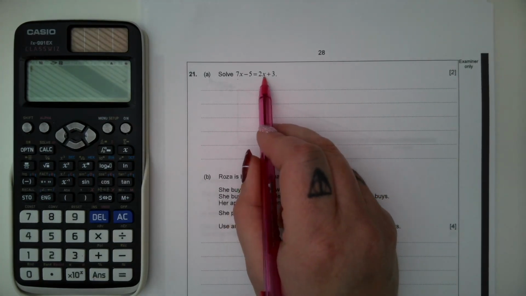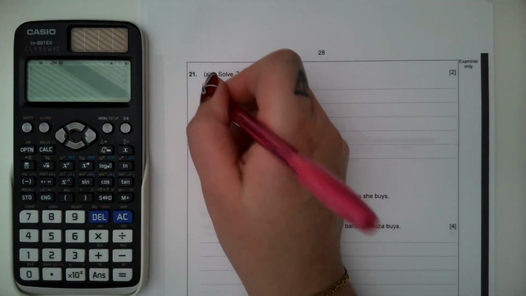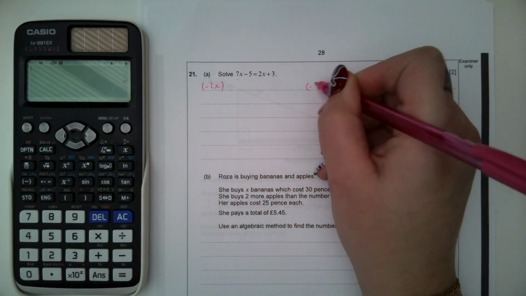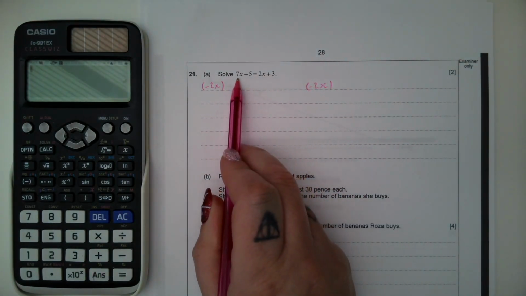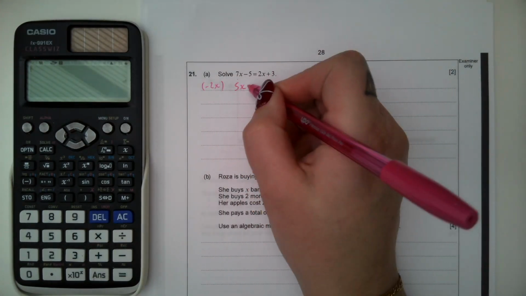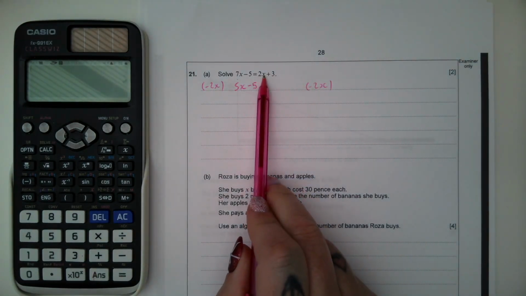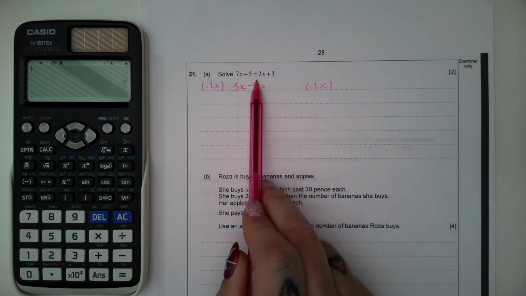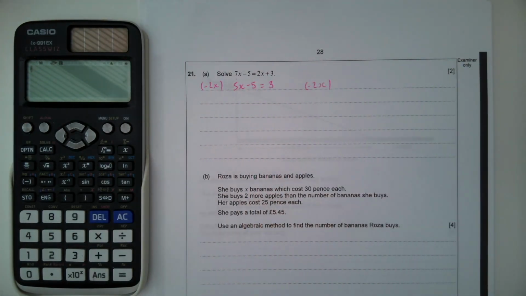At the moment it's positive 2x because there's no sign in front of it. The opposite of positive 2x would be negative 2x. So I'm going to subtract 2x from both sides. When I subtract 2x from the left hand side, 7x subtract 2x is 5x, and then I've still got the subtract 5 there. When I subtract 2x from the right hand side, that eliminates the 2x and just leaves me with that positive 3.